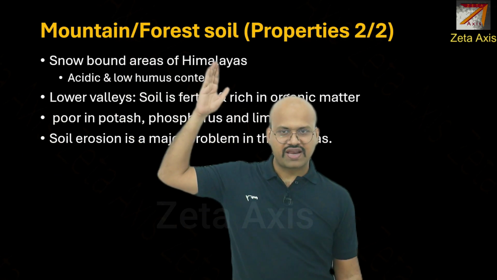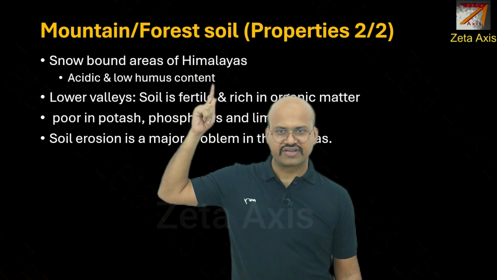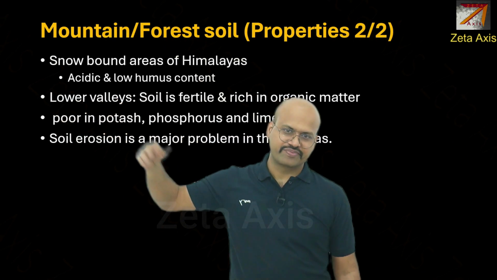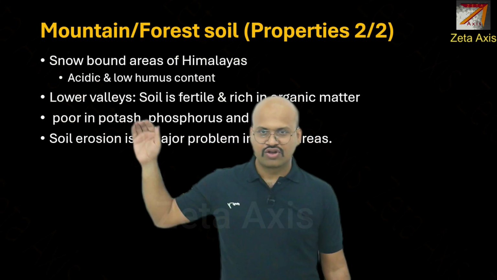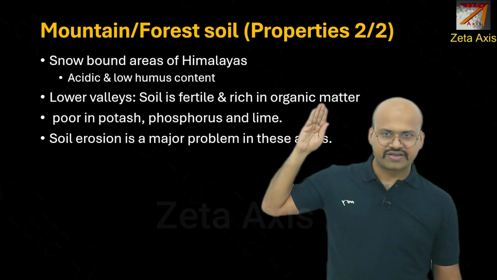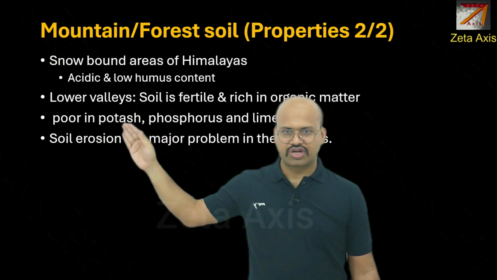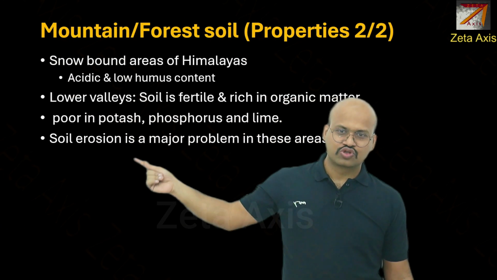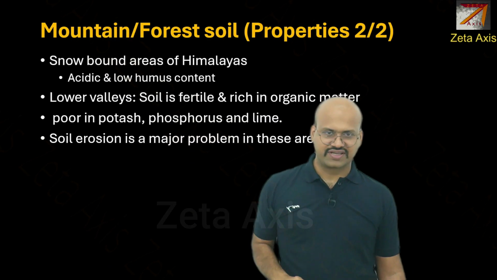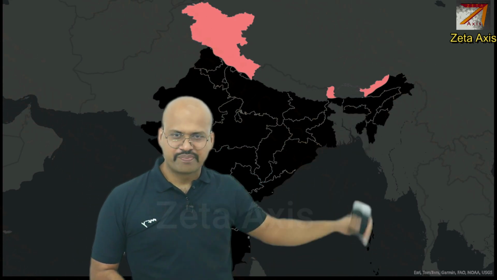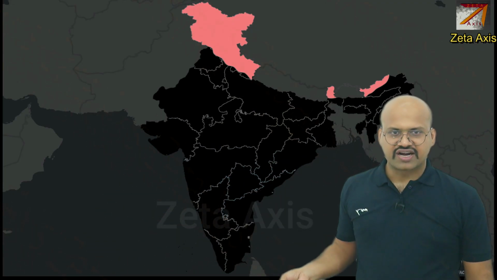Snow-bound areas of the Himalayas also have acidic soil with low humus content. Acidic because leaching occurs because of melting of snow. Lower valley soil is fertile and rich in organic matter. It is poor in potash, phosphorus and lime. Soil erosion is a major problem in these areas. Here we can see the extent of the mountain soil. It is mainly in the northern Himalayas, but in Sahyadris, in the Western Ghats, as well as in certain regions of the Eastern Ghats also we see the mountain soil.